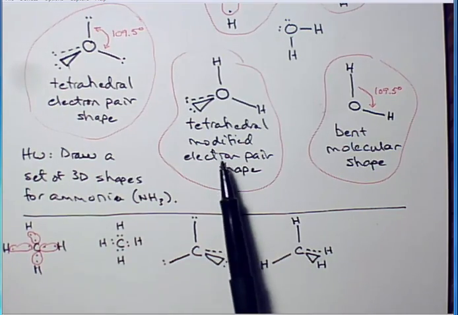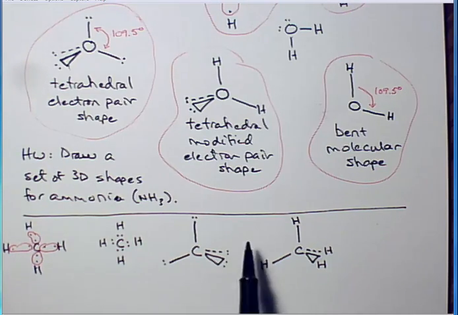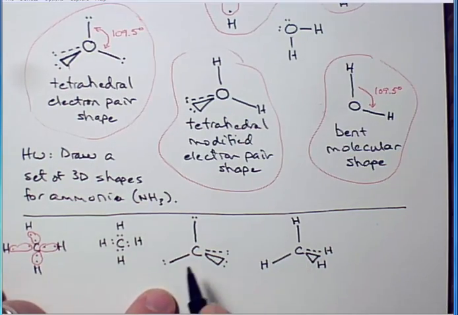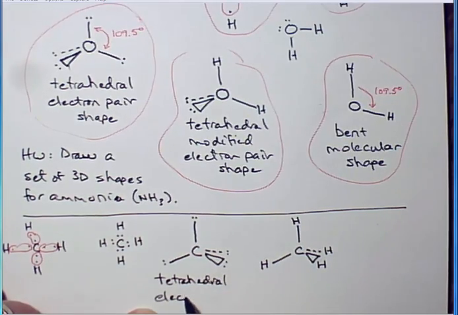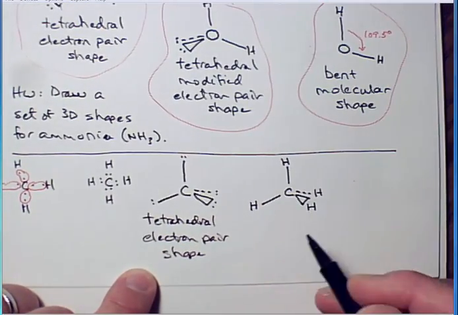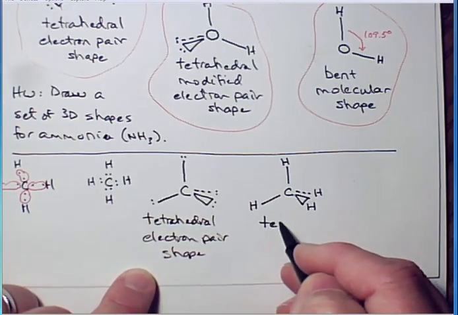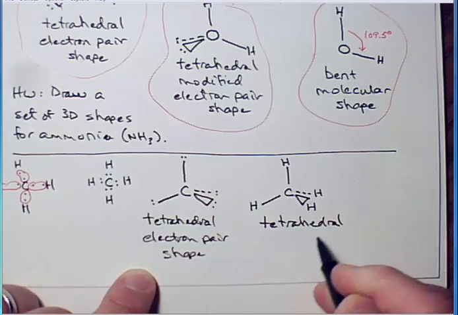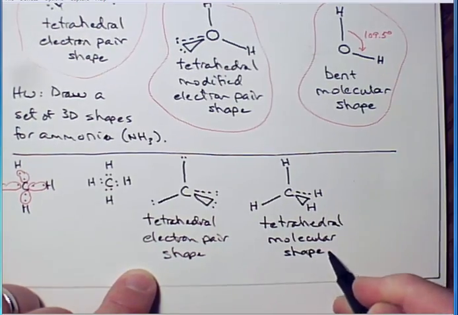Now, if you notice, we never got a modified electron pair shape. If there are no lone pairs, there will be no modified electron pair shape. Okay? If there are no lone pairs, and there are no lone pairs here, then there's no modified electron pair shape. We went straight from the tetrahedral electron pair shape to the tetrahedral molecular shape. We didn't change the shape. The shape stayed the same. All we did was replace electron pairs. So this is also a tetrahedral molecular shape. Okay?